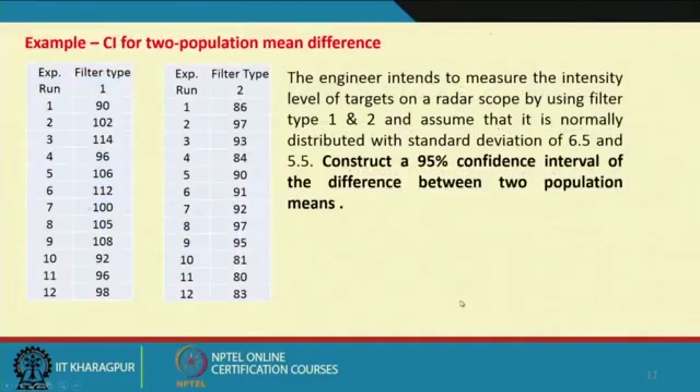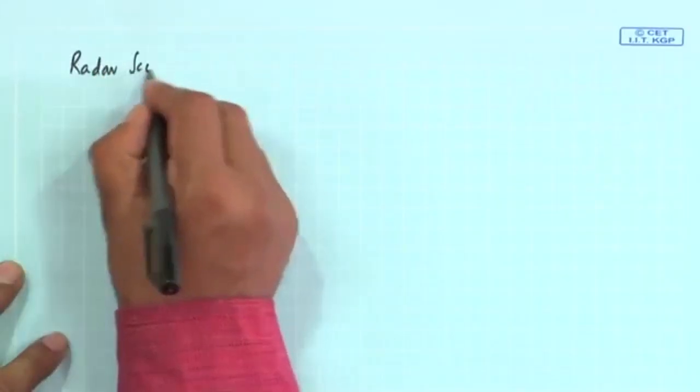Okay. So, one example is given here. We have chosen two filters, filter type 1 and filter type 2. The filter is a factor with two levels, type 1 and type 2, and you have run the experiment 12 times using filter type 1 and 12 times using filter type 2, obviously in a randomized design, not in sequence with only filter type 1. So, what is required to know? We are interested in the 95% confidence interval for the difference between two population means, that is, the response time or signal level at detection, whether they are different if we use different filter types. Essentially, you have conducted the radar scope experiment.